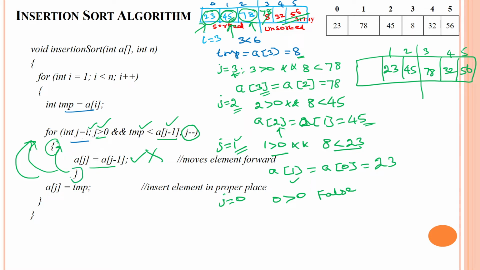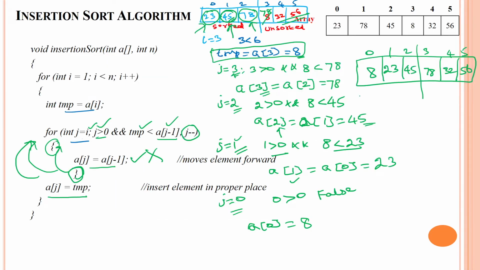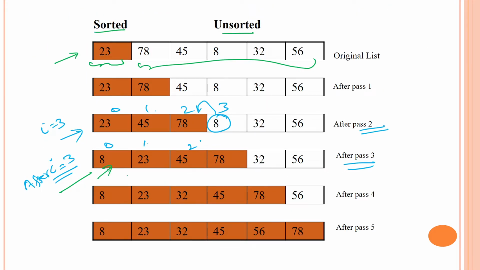Once it comes out of the for loop, the next statement is a of j, and the j value is 0 now, so a of 0 equals temp. What is the temp value? Temp value is now 8, so 8 is assigned to the 0th index. After iteration number 3, our output is this one, 8 comes into the first position. You look at that, 8, 23, 45, then 78. So after iteration number 3, this is the sorted portion: 8, 23, 45, 78.